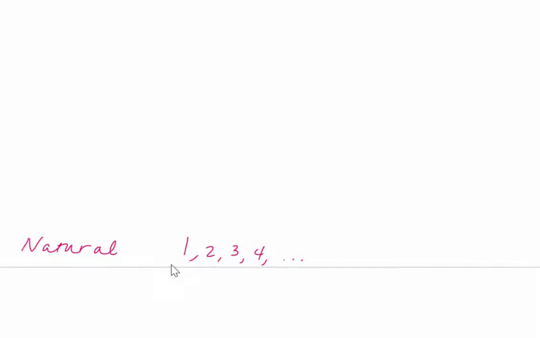right? 1, 2, 3, 4, right? So that set of numbers, 1, 2, 3, 4, and so on, those are called the natural numbers. And those are the first set of numbers that we encountered when we're in elementary school.